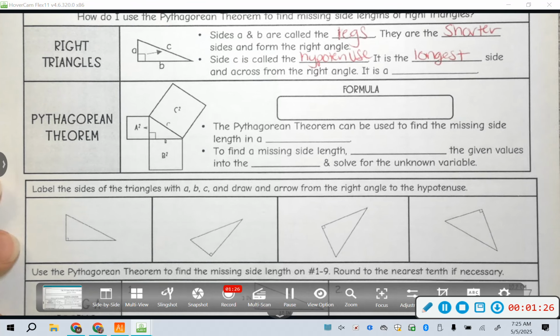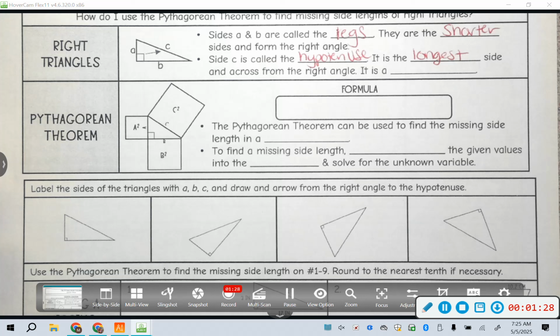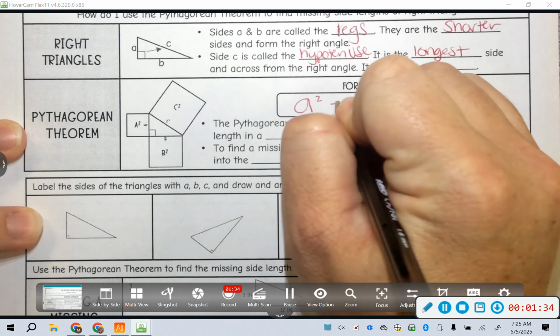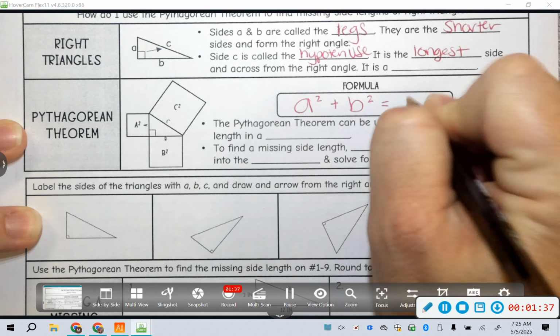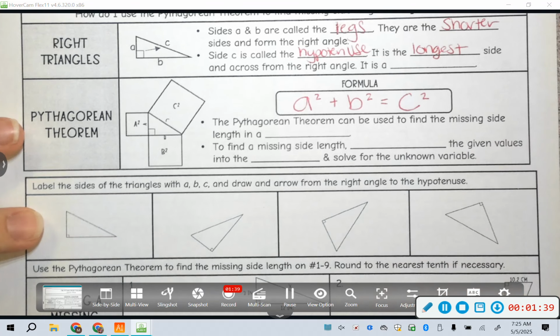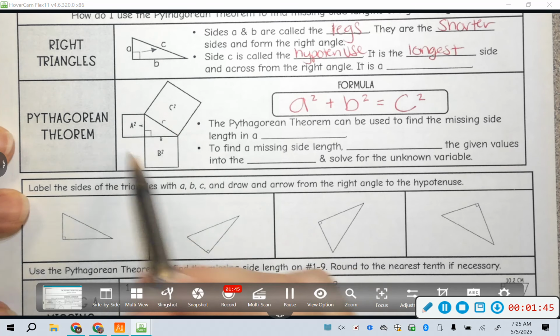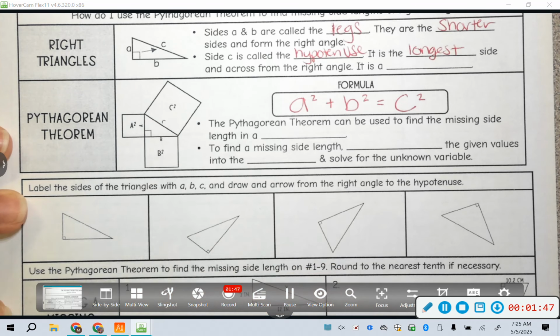Okay, formula. Do y'all know what the formula is? Y'all don't know the Pythagorean theorem? Okay, so it's a squared plus b squared equals c squared. And this is like your picture showing why. You don't have to remember that.